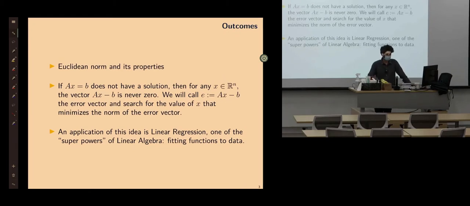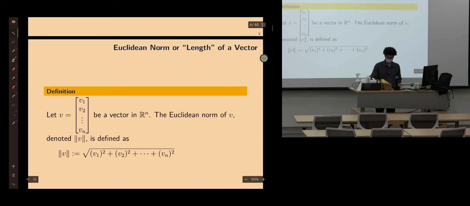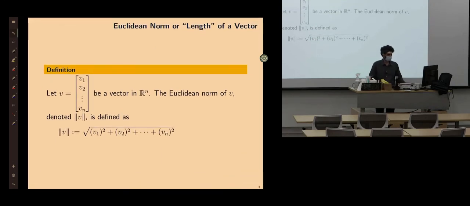So after today, you should be familiar with Euclidean norm, its properties, and how to find an approximate solution for a system of linear equations, no matter how large. And you get to see some familiar examples of using linear systems for some practical applications, such as line fitting and curve fitting. So first, we are going to talk about the Euclidean norm.